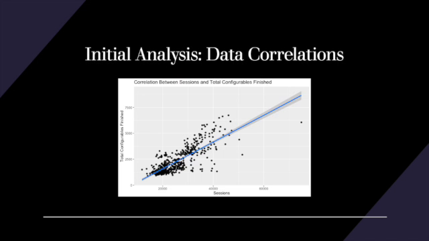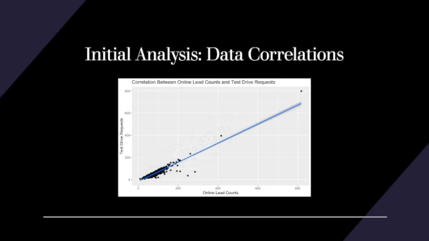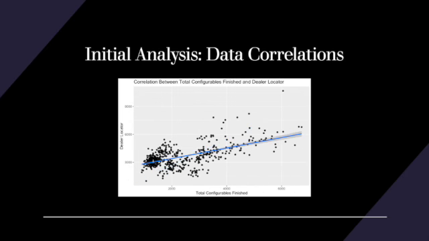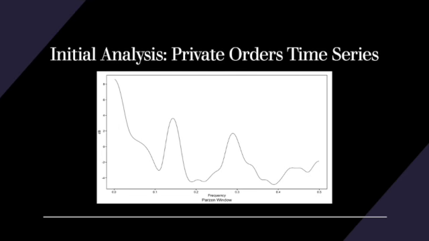Our first step here was to identify which variables may be redundant. We can see here that there exists a fairly strong correlation between sessions and configs finished, sessions and dealer locator, lead counts and drive requests, and configs finished and dealer locator. Next, we analyze the orders time series. The realization here shows plenty of signs of wandering, and the spectral density plot shows a likely weekly trend with a harmonic at about 0.29.